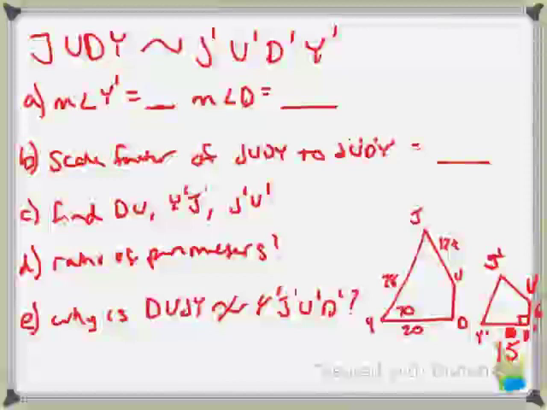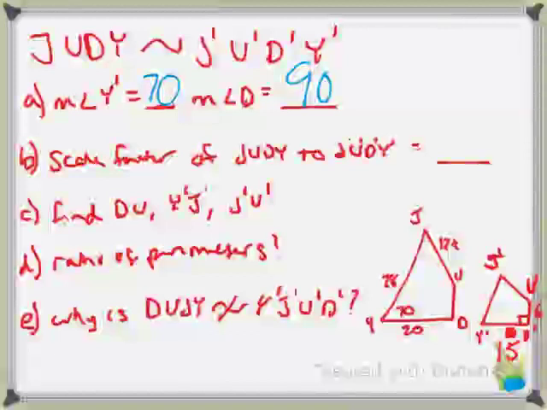How big would angle Y prime be? How big is angle Y prime? 70. How do we know? It says angle Y is 70. How do we know angle Y prime is going to be 70? Similar figures have corresponding angles congruent. So the angle in the first figure should be the same in the second figure. What about angle D then? 90. Again, we look for the matching angles, and they should be congruent.